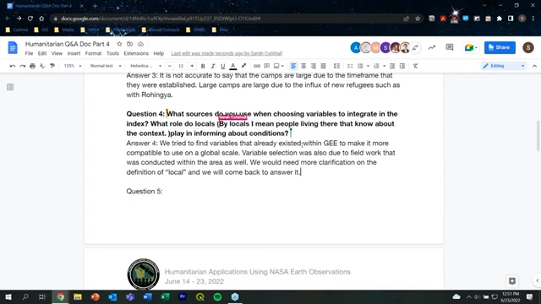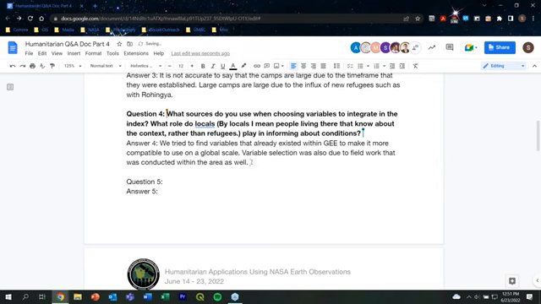Looks like some clarification is now coming in. Looks like by locals they mean people living there that know about the context rather than refugees. So people living within that region, but not necessarily refugees. Thank you for clarifying.